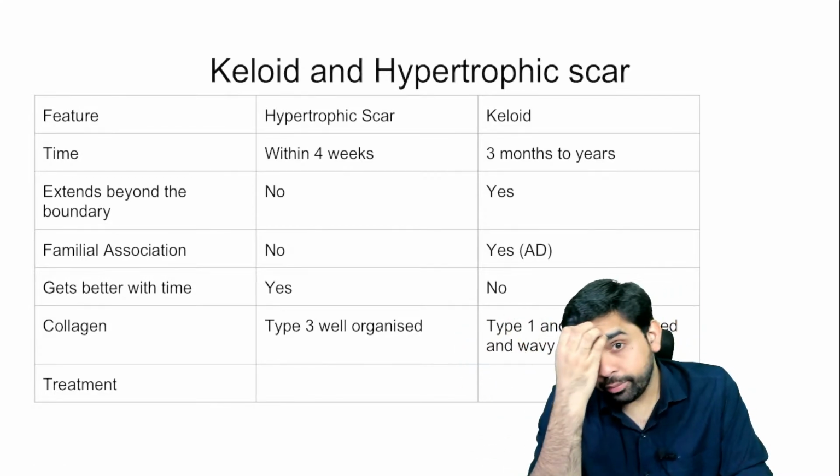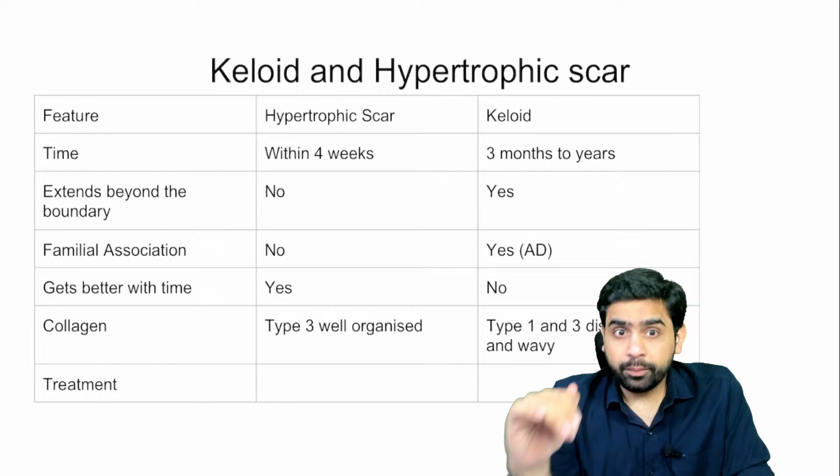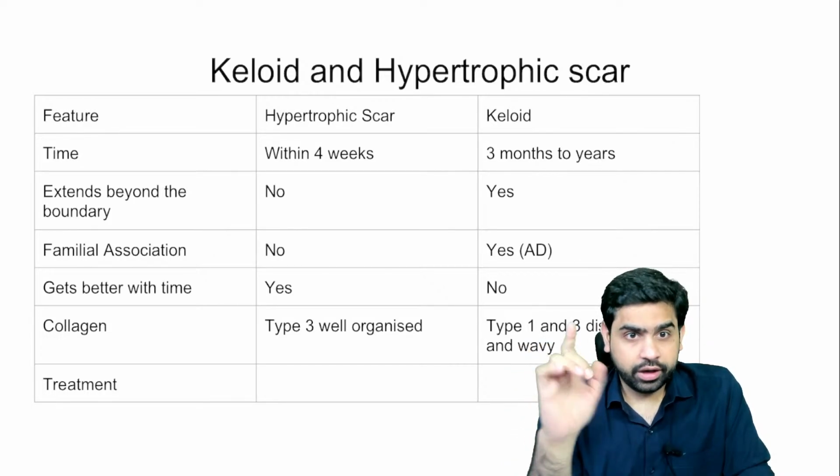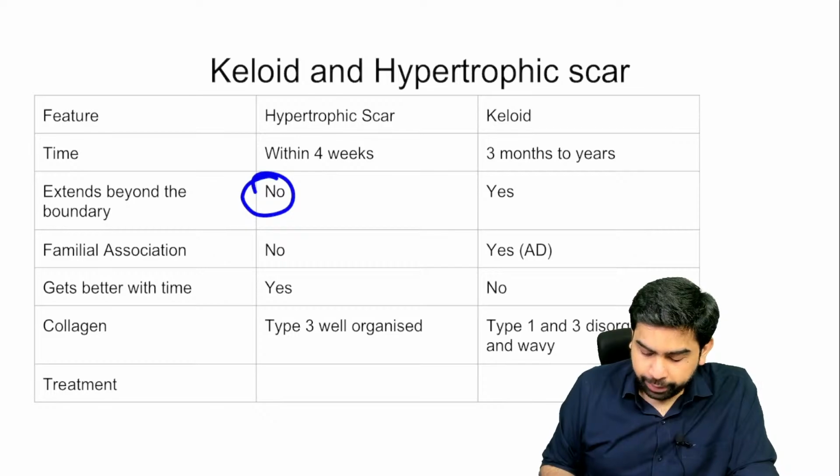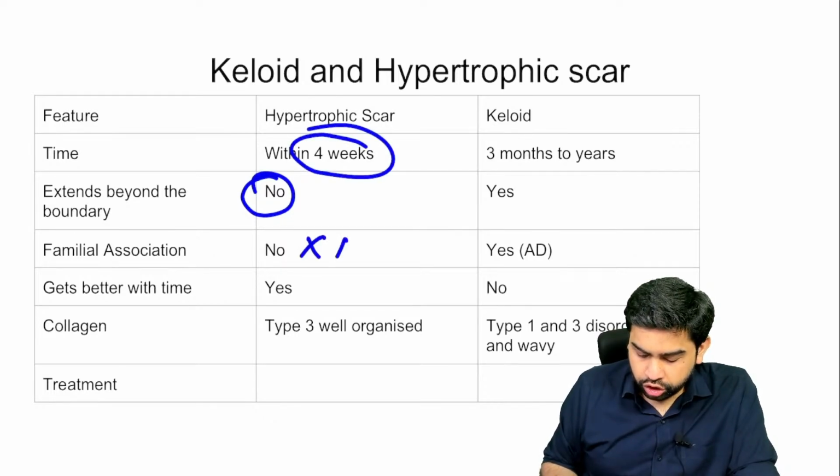As I told you, the hypertrophic scar lies within the boundary of the scar. Does it extend beyond the boundary? The answer is no. It usually happens within 4 weeks. Familial association is not present over here. It gets better with time. This is important.